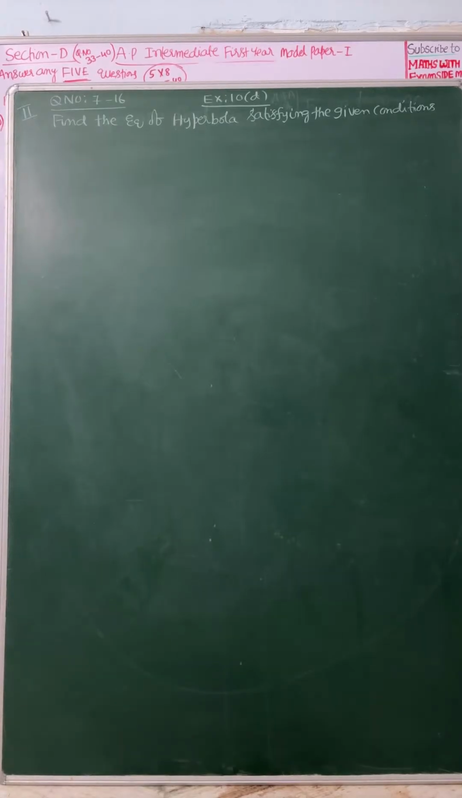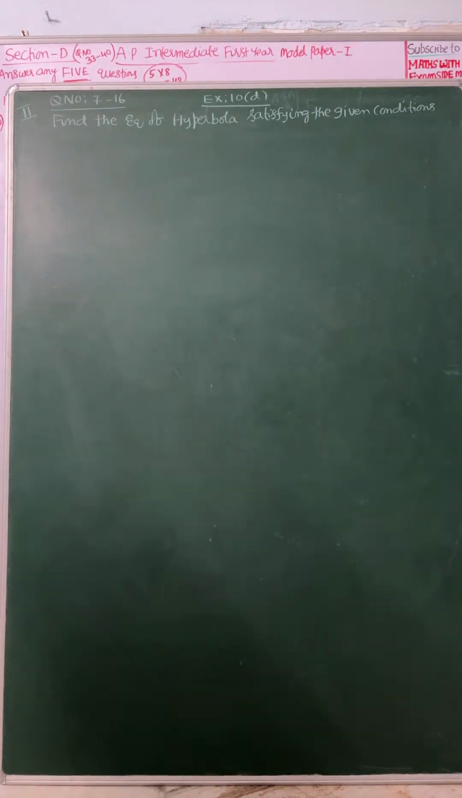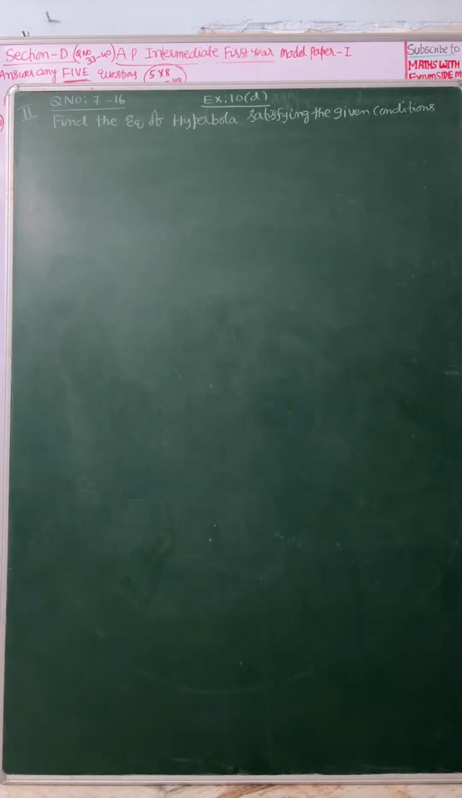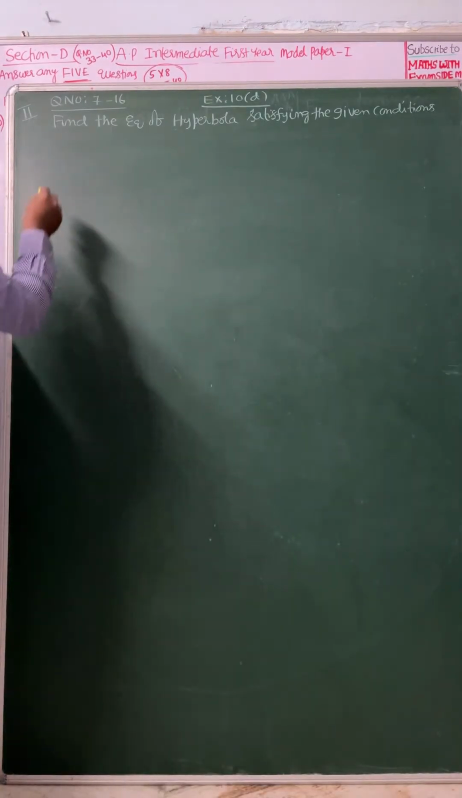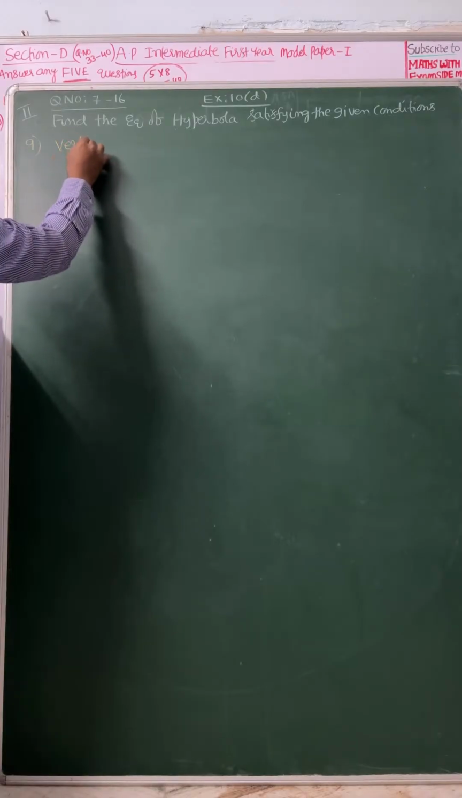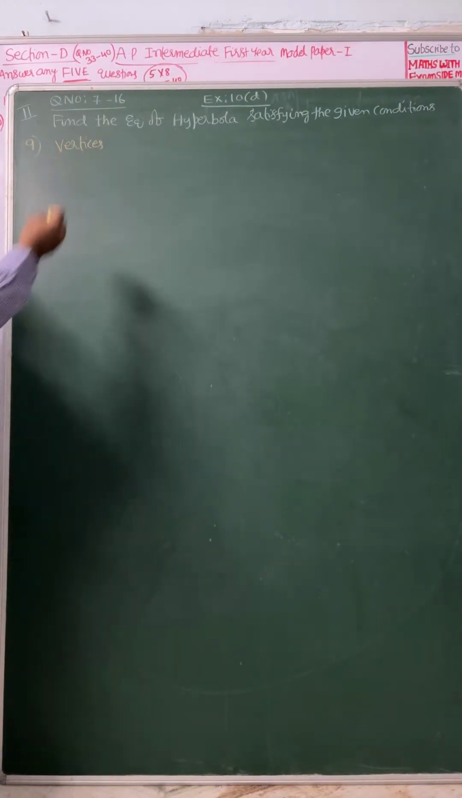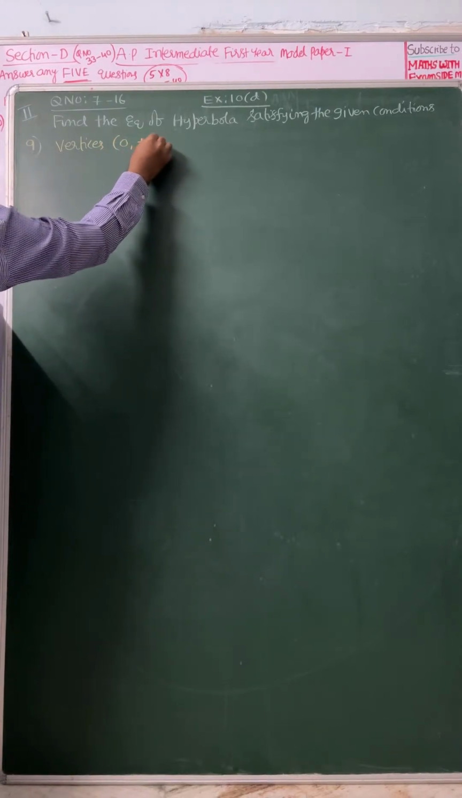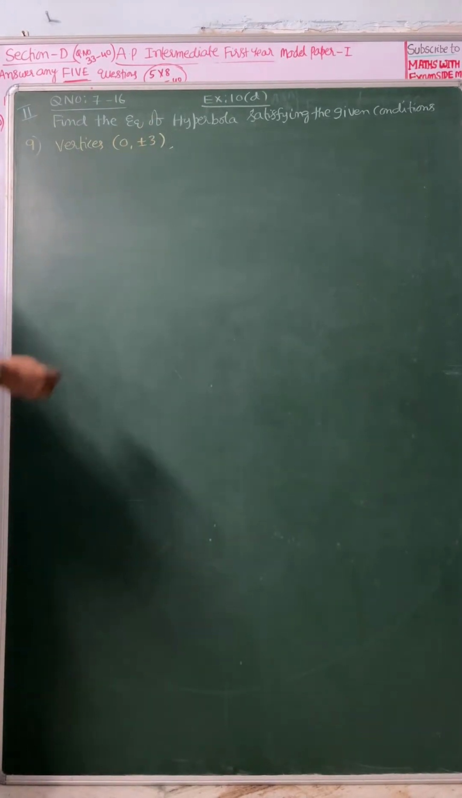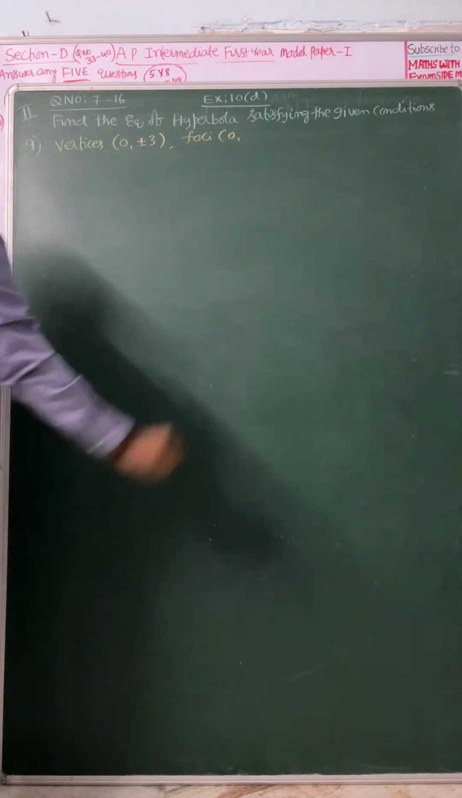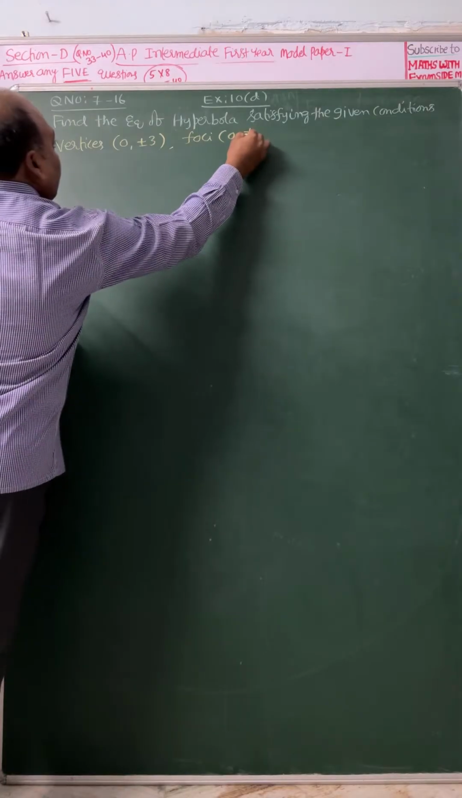Yeah, what is a 0, comma? Next question number 9. What is S? 0, comma, plus or minus 3, foci 0, comma, plus or minus 5.